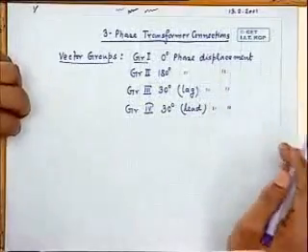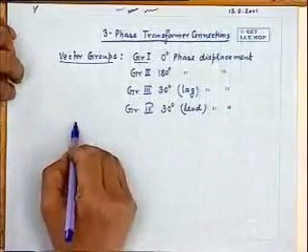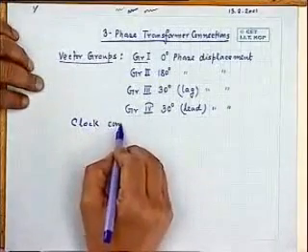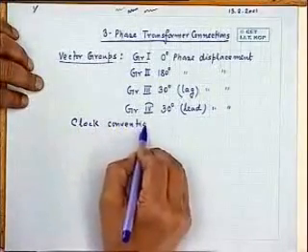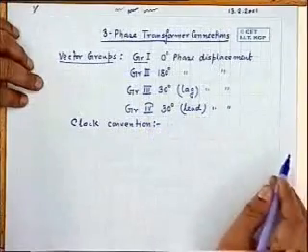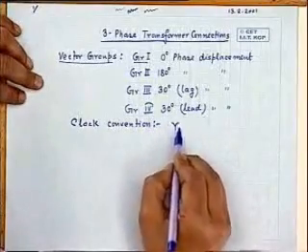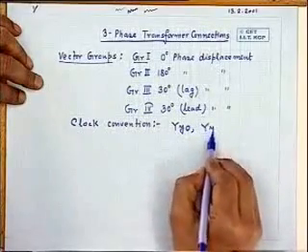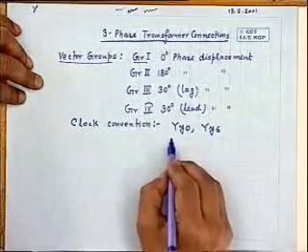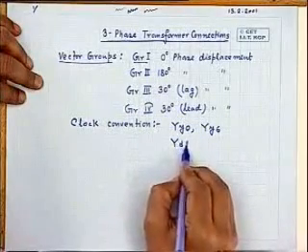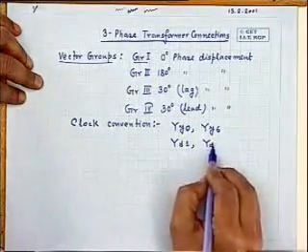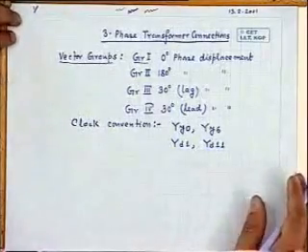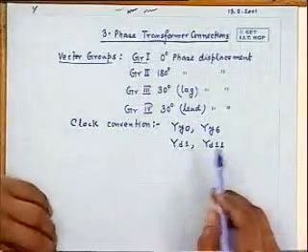Now, these groupings are done on the basis of some clock convention. That is, I was trying to tell, clock convention. And typically, the connections will be written like this: YY0 or YY6, like that it will be written, or YD1, YD11. These are the typical ways on the nameplate of a three-phase transformer in which the connections will be specified.